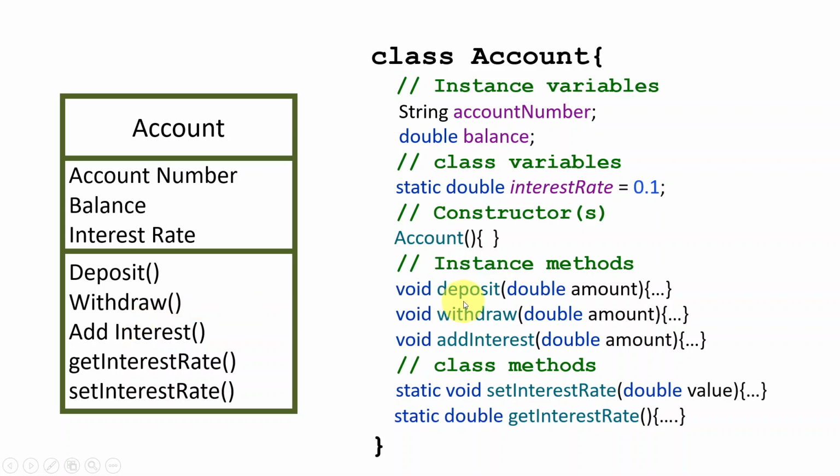Then we have the constructor, and the deposit, withdraw and add interest we have modeled as instance methods. The reason is those behaviors are going to change or refer to the balance. Balance is an instance variable. So therefore we have to consider them as instance methods. And we have two more class methods, the set interest rate and get interest rate. They are not referring to any of the instance variables.